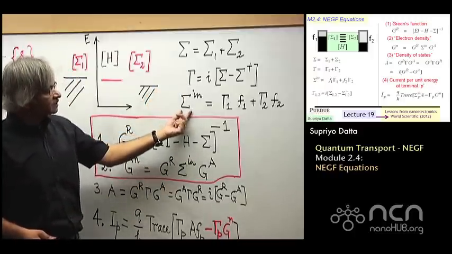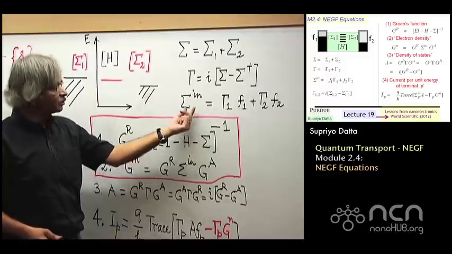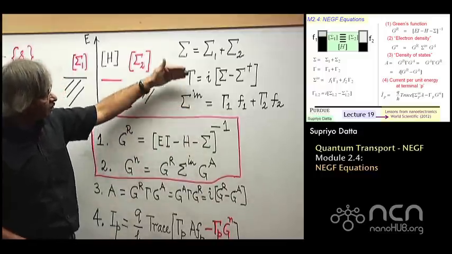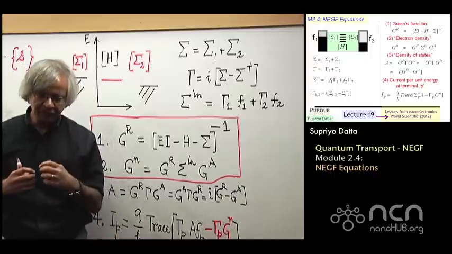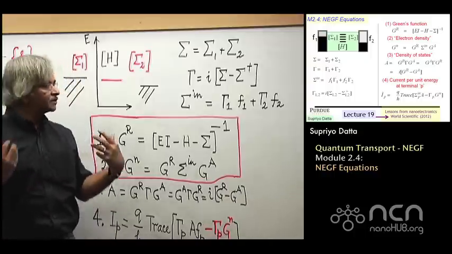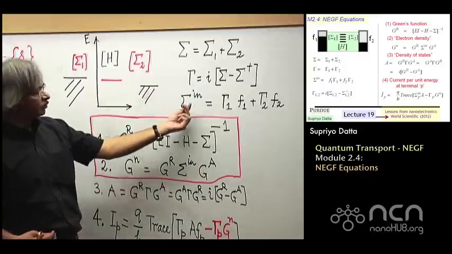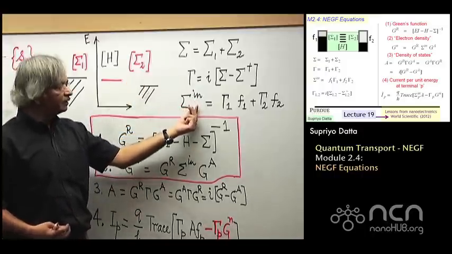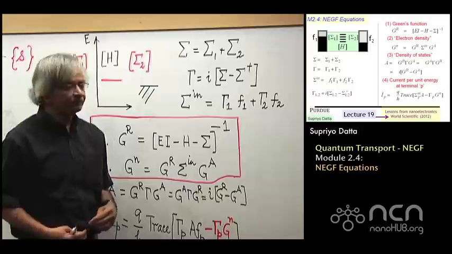And then there is this term which tells you the strength of the source term. And that is what we argued is related to the escape rate. If you had a contact well coupled so that electrons can escape easily, similarly the source term describing how electrons come in from the contact will also get bigger. That's sigma n. And here again you'll have two terms, gamma 1 F1, gamma 2 F2.